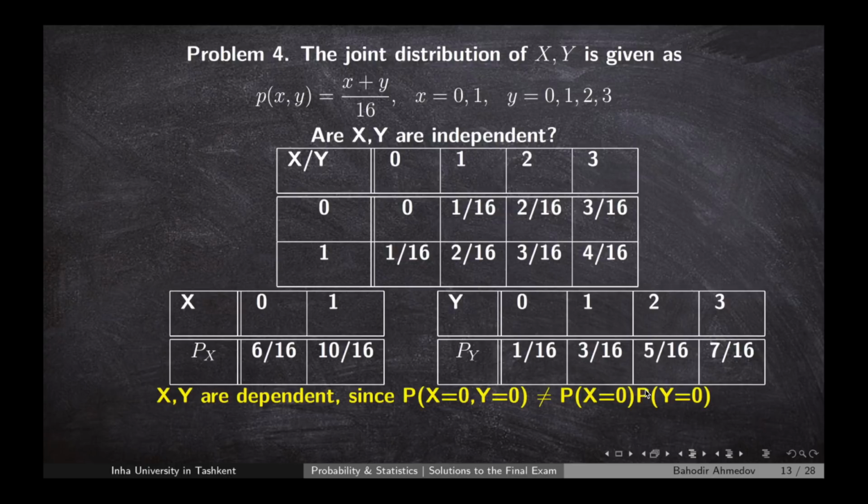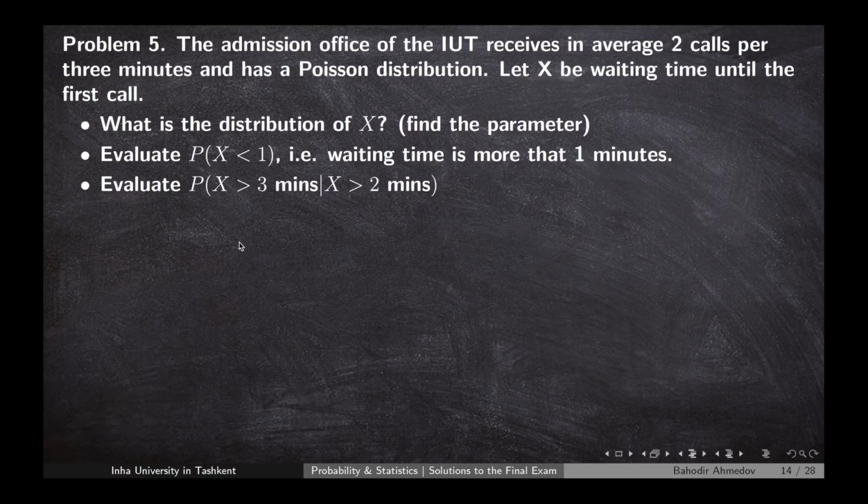It means that the two variables are dependent. Continuing the solutions to the final exam on probability and statistics course. The problem number 5 is about the exponential distribution. The admission office of IUT receives 2 calls in every 3 minutes on average, and the number of calls follows the Poisson distribution. So let x be the waiting time between 2 consecutive calls, and we need to answer the following questions.